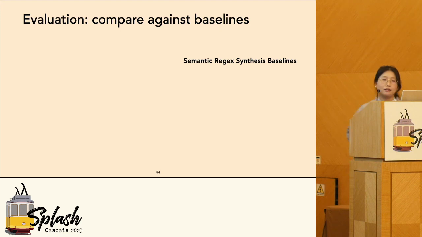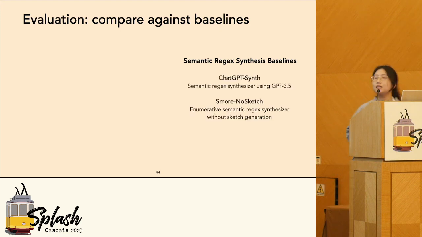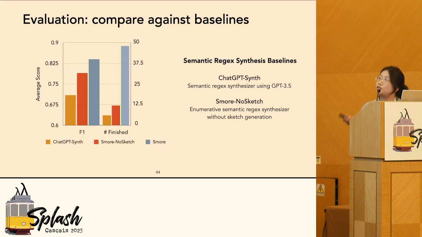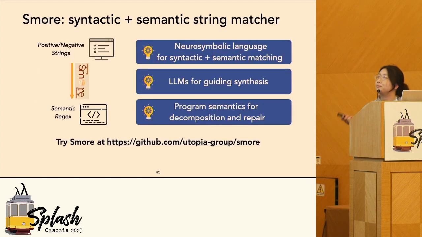Next, let's look at how our synthesis technique compares to existing baselines. Here we compare against a ChatGPT synthesizer with respect to our semantic regular expression DSL, and Smore no sketch, which is an enumerative semantic regular expression synthesizer without sketch generation. And again, if you look at this graph, you can see that Smore outperforms existing work as well in terms of the number of tasks it can synthesize.